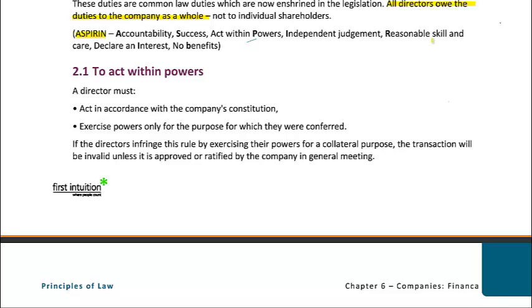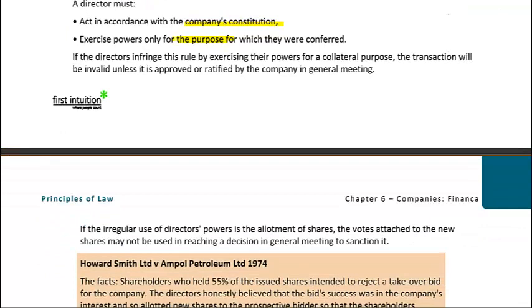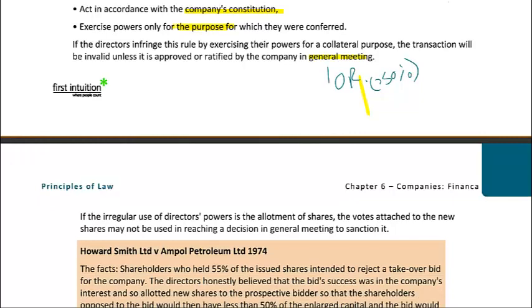So let's look at the first one, to act within the powers. This says that a director has to act in accordance with the company's constitution. He has to use the powers that he's been given, but only for the right purpose. And if he tries to abuse that power by using it for some collateral purpose, or some alternative purpose, then that action may well be invalid unless it's been approved by the company in general meeting. And what we'd be looking for there is an ordinary resolution, so greater than 50% of the shareholders who vote would have to vote in favour.